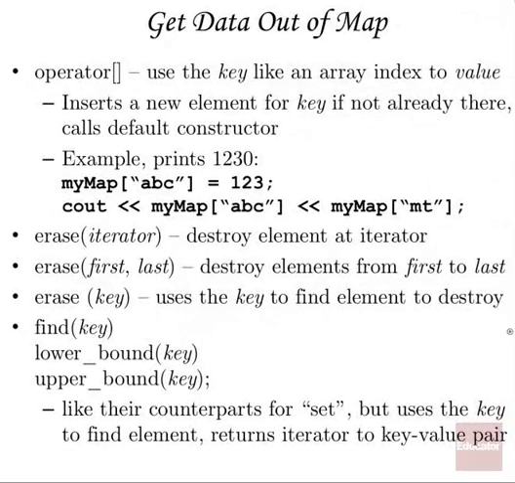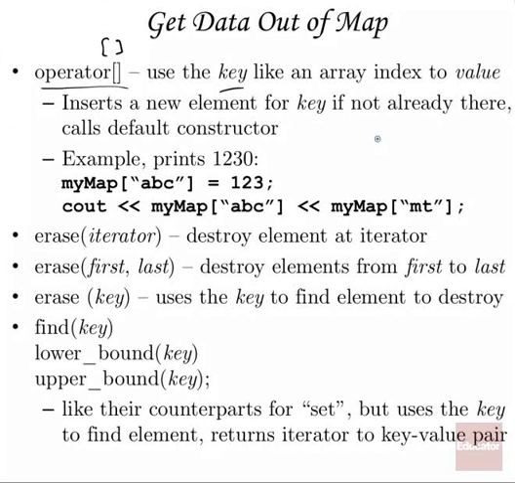Now let's get the data out of the map, in and out actually. The map gives you the array operator, the open and close square brackets. It uses the key like it was an index into an array or a vector, but instead of an integer, which is what the arrays and vectors use, it's whatever key type you're using for the map. So it will insert the element for the key if it's not already there, and if it's not already there, it will call a default constructor.